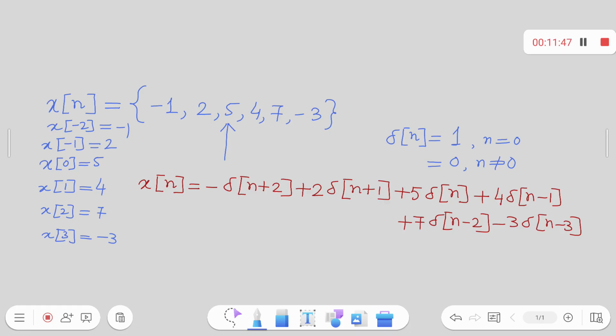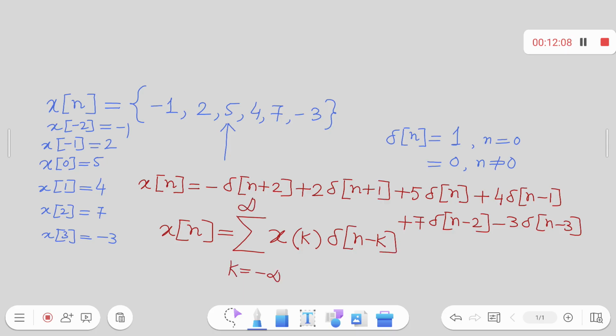So in general, any function x of n can be represented by this particular form: summation of x of k delta n minus k, where k ranges from minus to plus infinity. That is a generic representation of any discrete time sequence. Any discrete time sequence x of n, where n is the time index, can be represented as the summation for all k from minus to plus infinity of x of k delta n minus k.